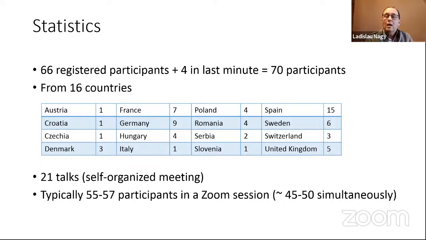In a Zoom session, typically we had around 55-57 participants, not all simultaneously. You may have observed we had around 45-50 people simultaneously. This was valid for the first 2 days. Today, maybe a little bit fewer participants were present.